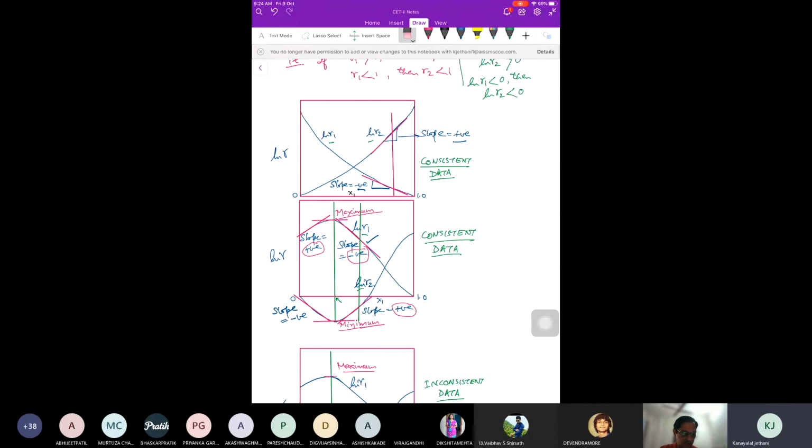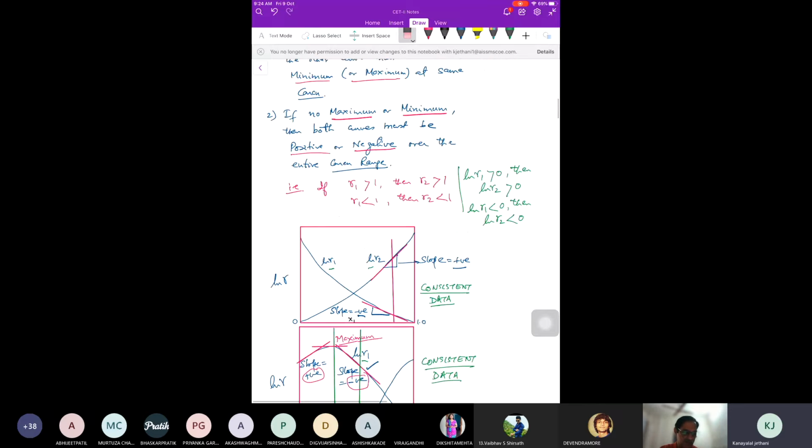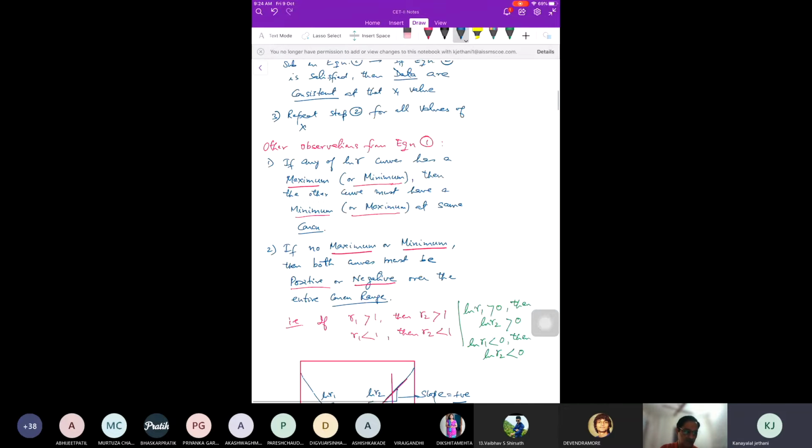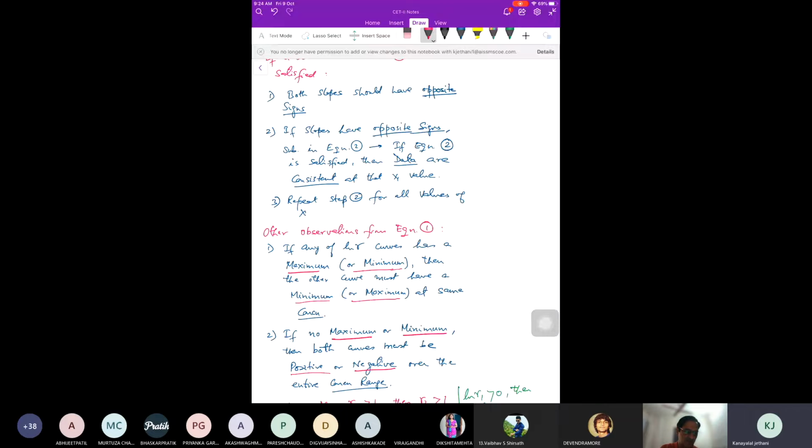You don't need to see any derivation. Graphically, you can show that. And it's just an observation. It's not a test. Again, remember that test is only this one. This is the only test for consistency.